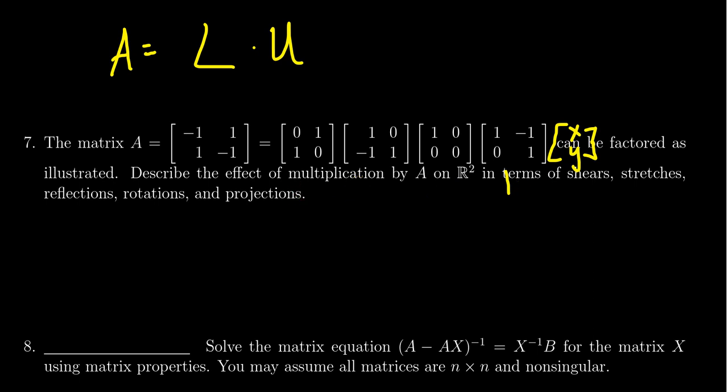And so because of that, we want to work right to left. Now you're going to list these things: what does this matrix do? What does this matrix do? What does this matrix do? What does this do in terms of shearing maps, stretches, compressions, reflections, rotations, projections? Those are the types of things that I want to see here.